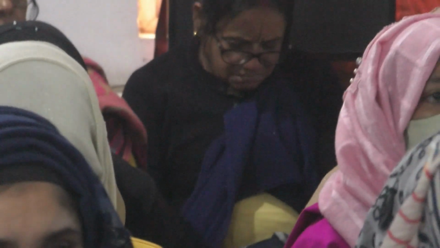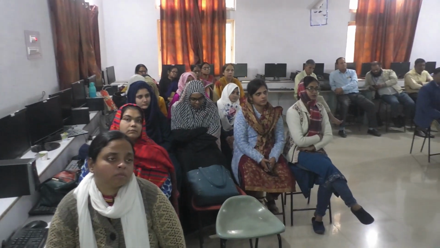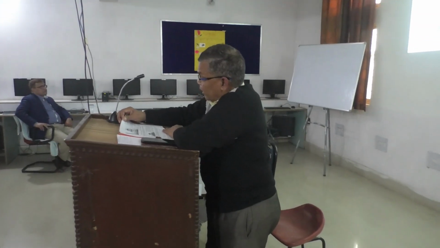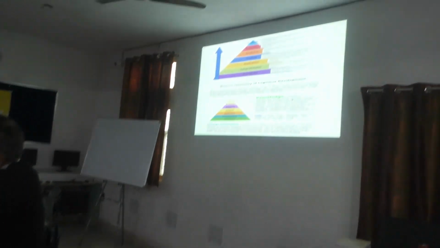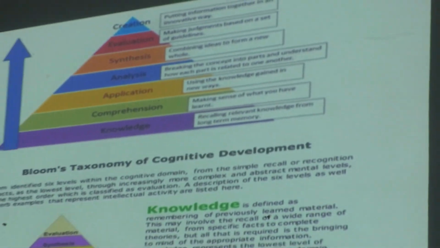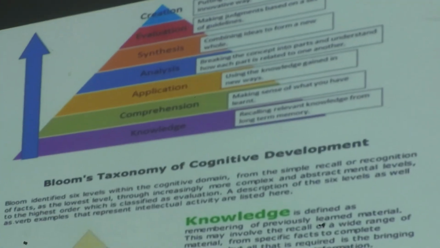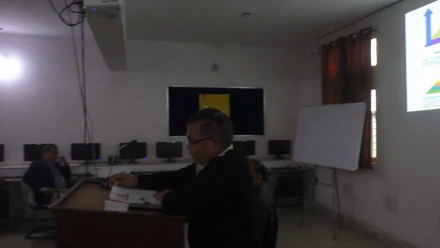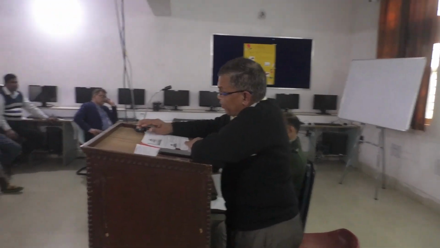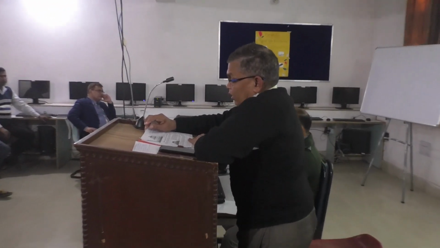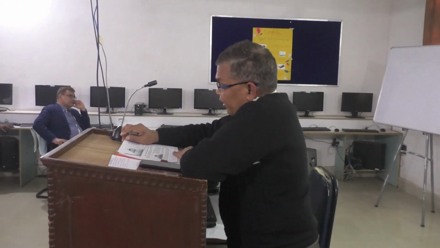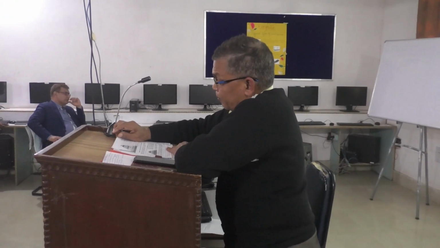Bloom taxonomy of cognitive development. Bloom identified 6 levels within the cognitive domain, from the simple recall or recognition of facts as the lowest level, through complex and abstract mental levels, to the higher order, which is classified as evaluation. A description of the 6 levels as well as the verb examples that represent intellectual activity are also listed here.